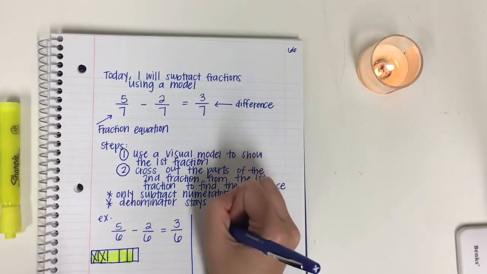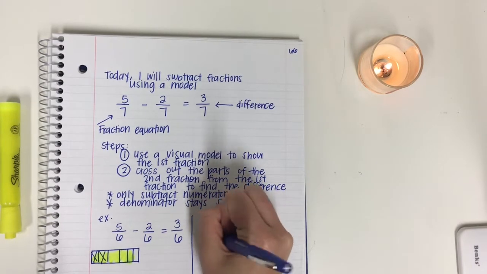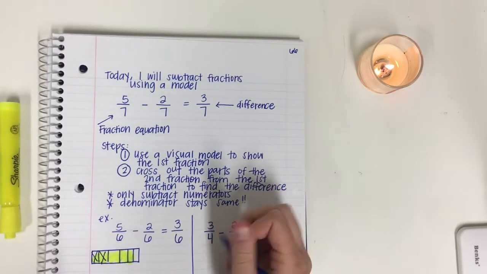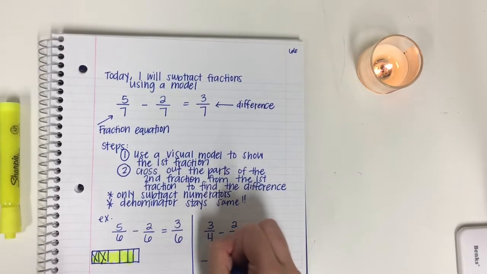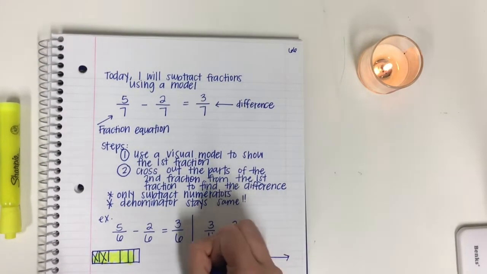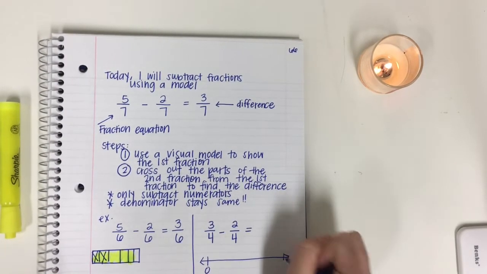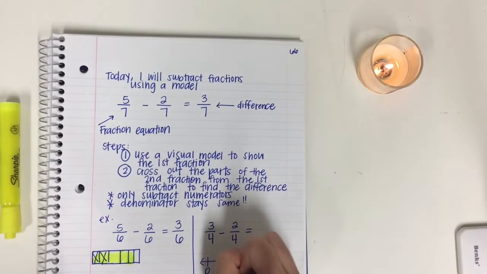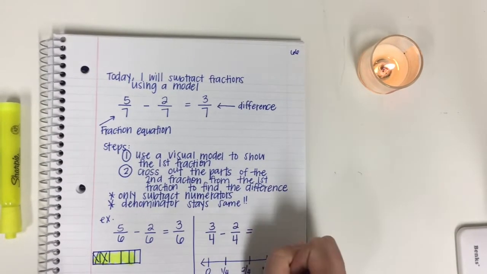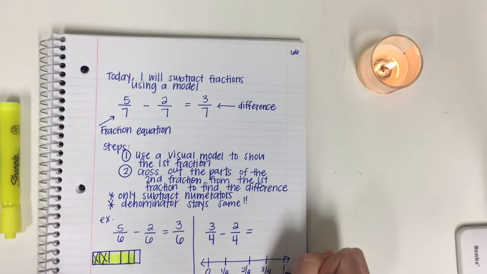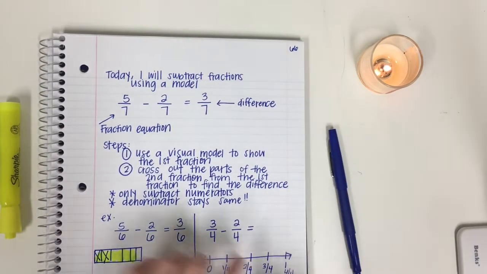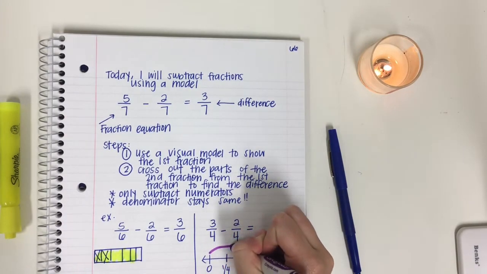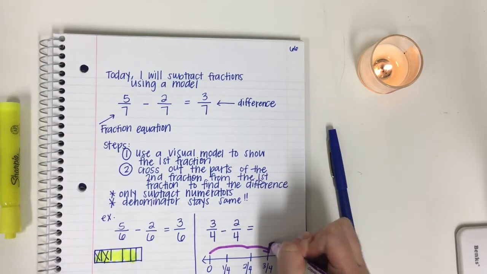We'll use a number line this time. So let's do 3/4 minus 2/4. First step, draw a model. I'm going to do a number line. Got my 0 and my 1. I need 4 parts. So I have 1/4, 2/4, 3/4, and then 4/4. I need 3 jumps because my first fraction is 3. So 1, 2, 3.